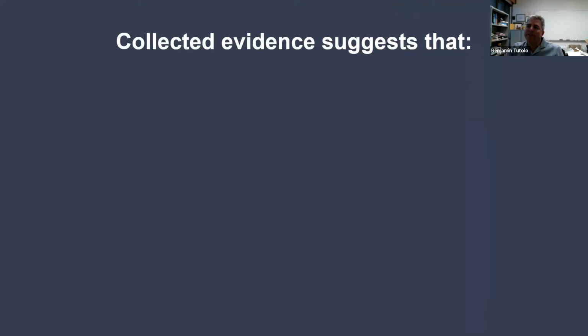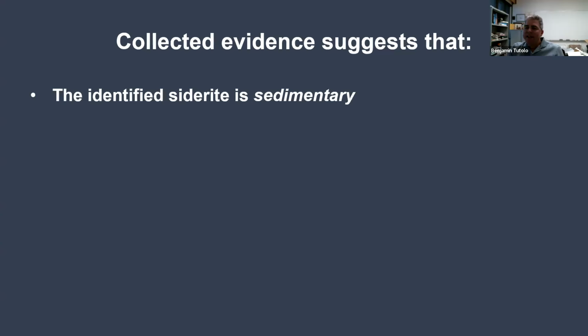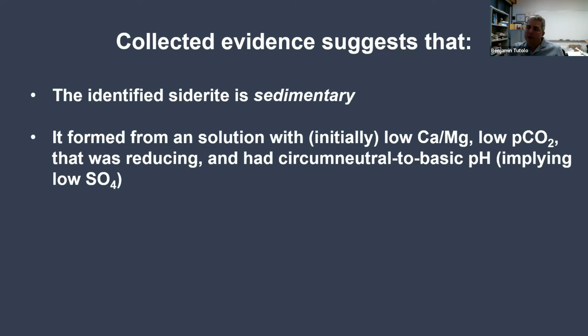Okay, so the collected evidence based on our studies of siderite in Gale crater suggests that the identified siderite is sedimentary. That's based on the composition of the siderite itself, and the fact that it is precipitating apparently in the pore space between materials that are derived from weathering of basalt. It formed from a solution with initially low calcium to magnesium ratio. We can say that based on the concentration of calcium in the siderite, which is effectively nil. Low partial pressure of CO2. We can say that based on the amount of alkalinity that's required to nucleate and grow siderite. It must have been reducing.